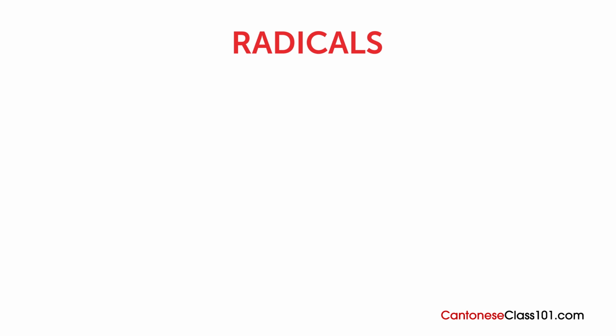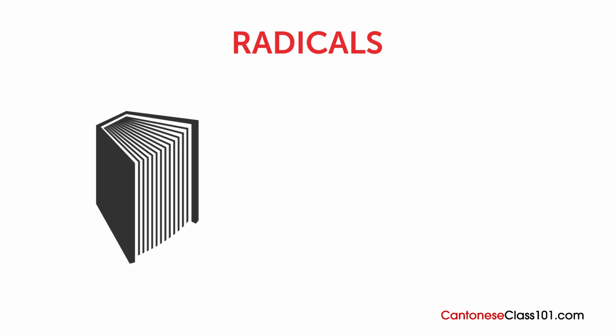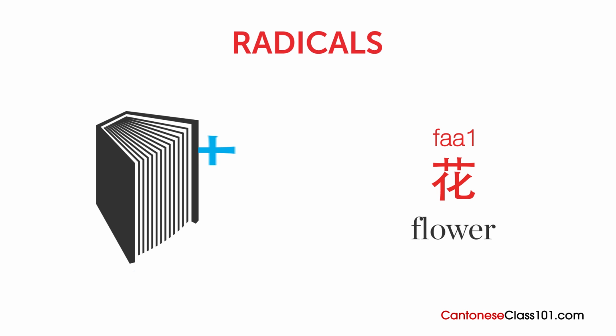We also use radicals as the index for dictionaries. While English dictionaries are arranged in alphabetical order, Chinese dictionaries are arranged in radicals, starting from the least stroke count. For example, to search for the word 花 flower, first you find the grass radical under the 3 strokes index.